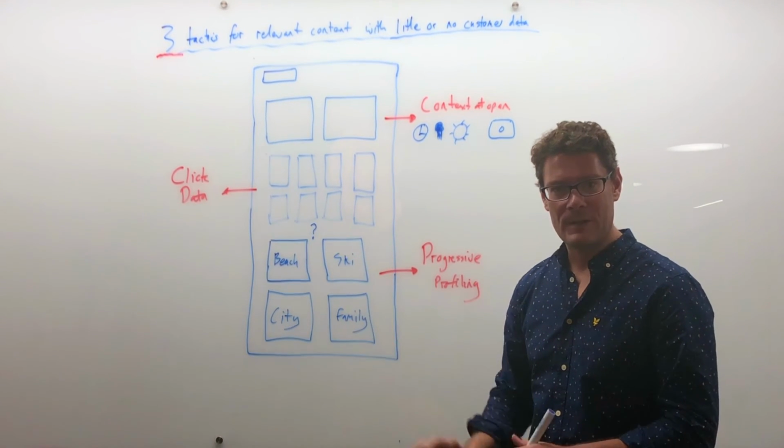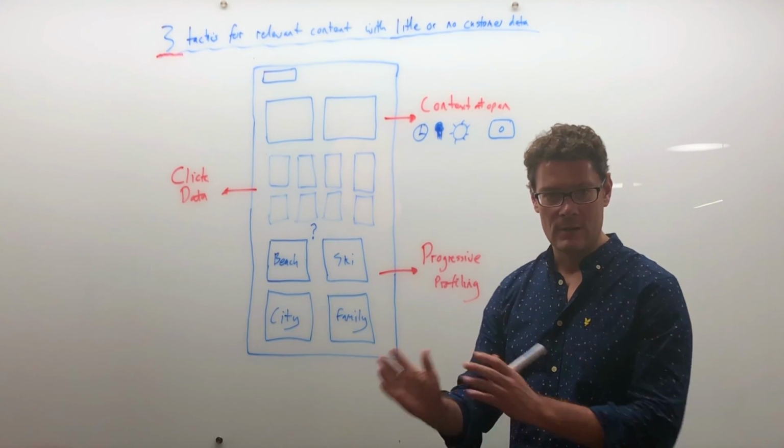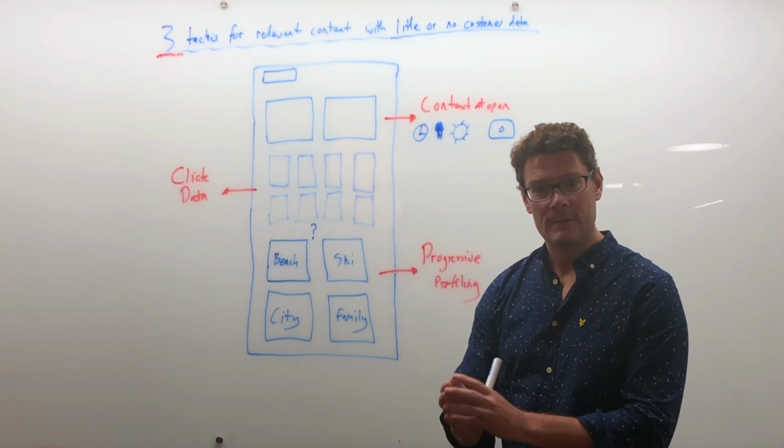Great, so there's 3 ideas you can implement sooner rather than later to show really great content and to send really great email when you don't necessarily have data about someone.